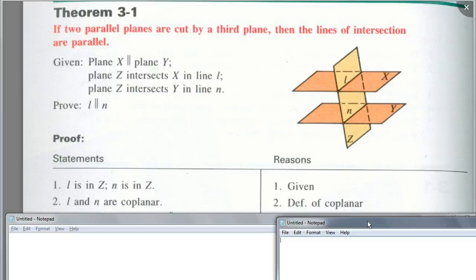So that's good. Is that all? Is that all we need? Can we say now then L and N are parallel? No, we need the second part of the definition, right? Which is what? That they don't intersect. How are we going to do that? So guess, yes, Hannah.